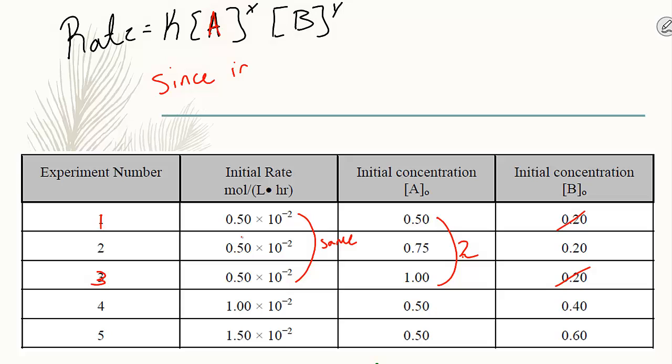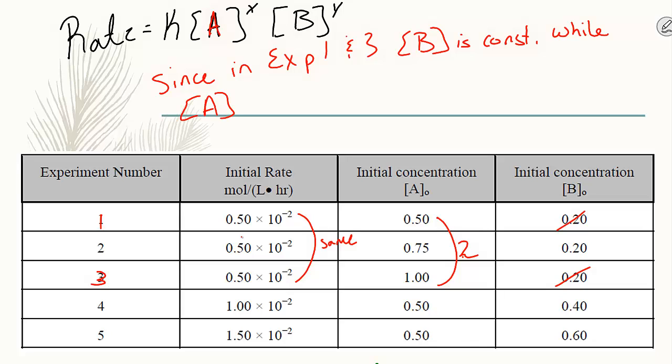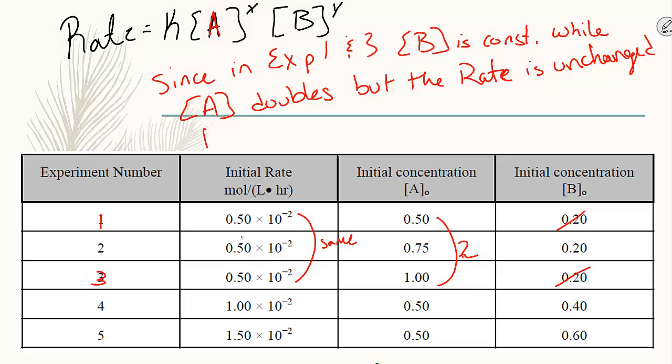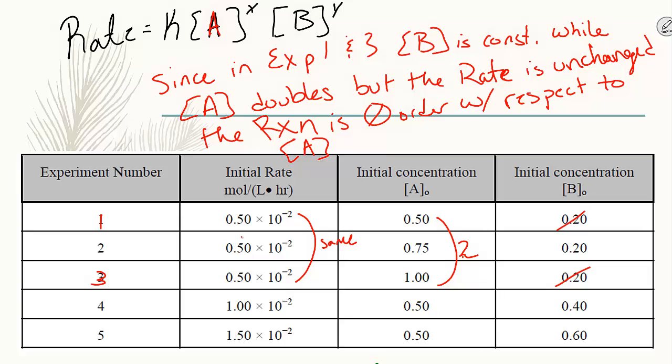So since in experiment 1 and 3, the concentration of B is constant, while the concentration of A doubles, but the rate is unchanged, the reaction is zero order with respect to A. So we can say that the reaction is zero order with respect to A.